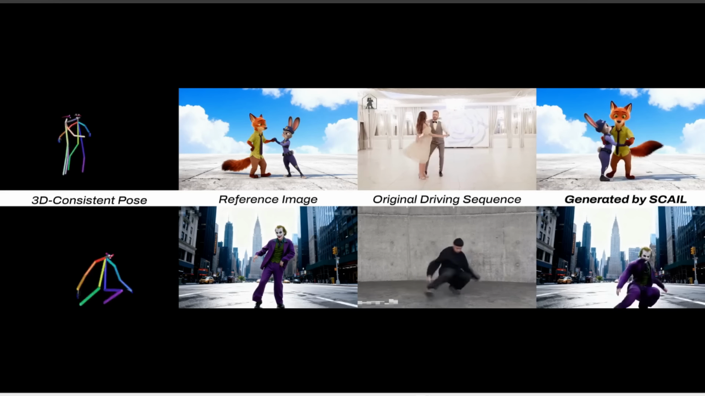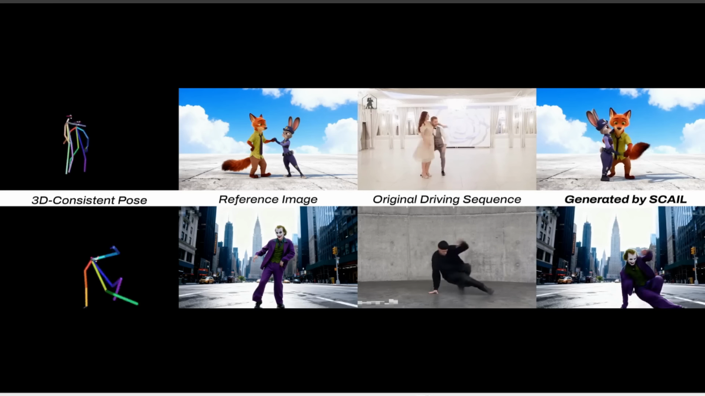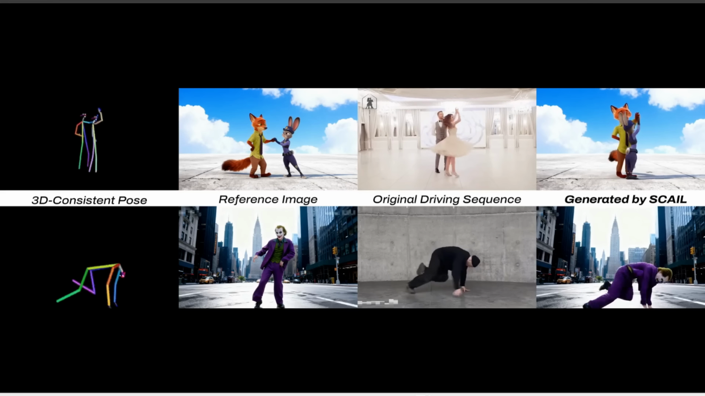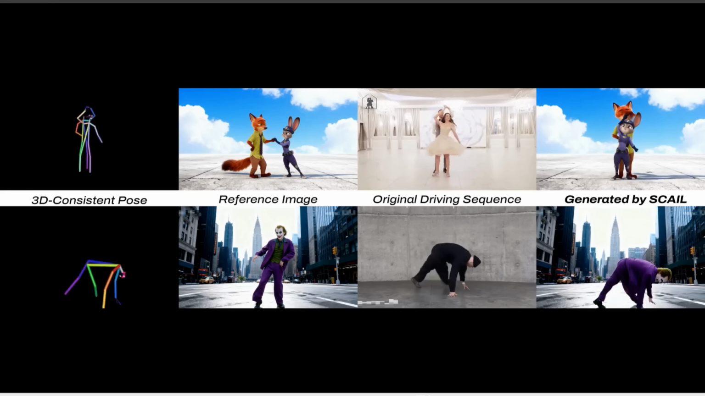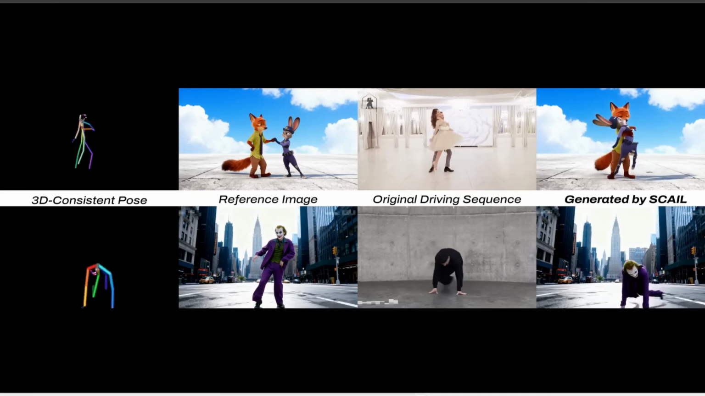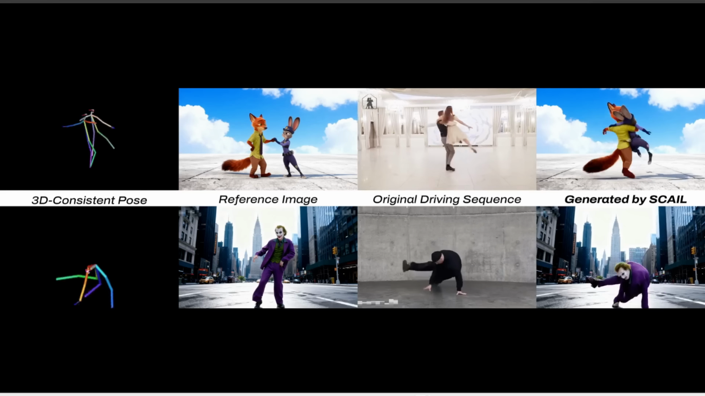So here's how it works. It actually takes the video and extracts a 3D pose from the video, as you can see from the far left. This is different from just a 2D pose, which are used in competitor models. Now, of course, with this 3D pose, it's going to be a lot more accurate at actually detecting and rendering the pose in a 3D space.